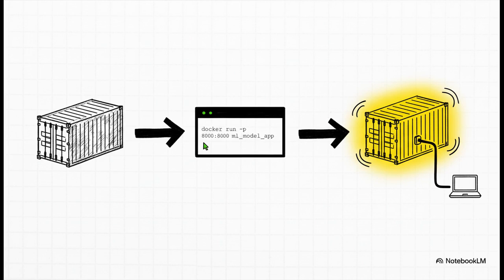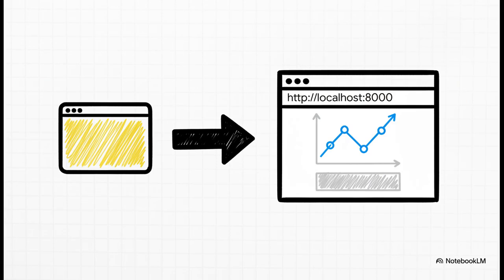So think of it this way. The image is the static blueprint, and the container is the actual running application created from that blueprint. And you can launch hundreds of identical containers from that one single image. And bam, just like that, your model is running as a live API. You can open your browser, go to this address, and actually interact with it. It's all neatly packaged, completely isolated, and ready to be shipped anywhere in the world.